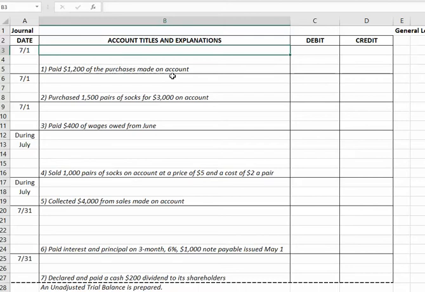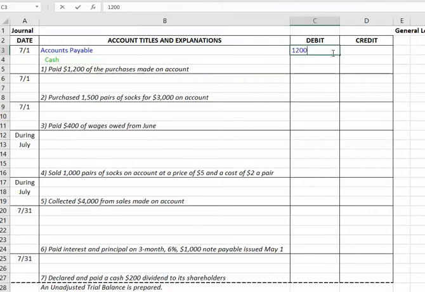What they're getting here is their accounts payable back that they gave earlier when they purchased the merchandise on account. What they're giving is cash. Debit $1,200 accounts payable, and credit cash.